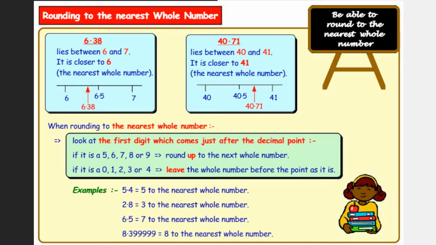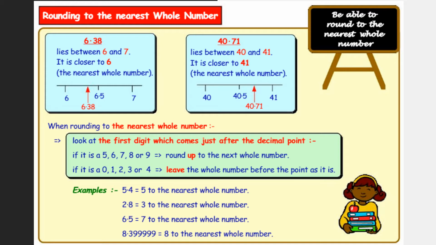When rounding to the nearest whole number, look at the first digit which comes after the decimal point. So the fact of the matter is you can ignore the second decimal place. So for example, in 6.38, you don't even have to look at the 8, just look at the 3. And in 40.71, you don't have to look at the 1, just look at the 7. And that is enough information. So, if it is a 5, 6, 7, 8, or 9, we round up. And if it is a 0, 1, 2, 3, or 4, we leave the number as it is.